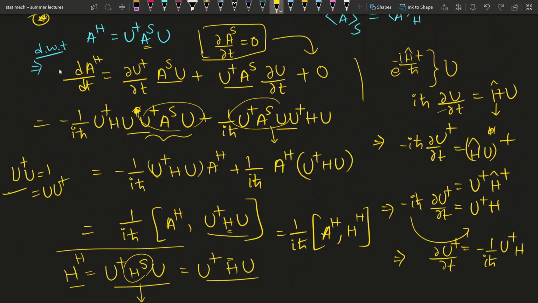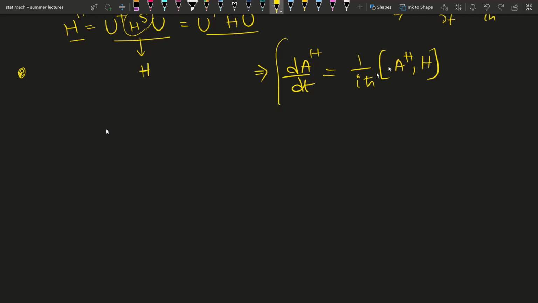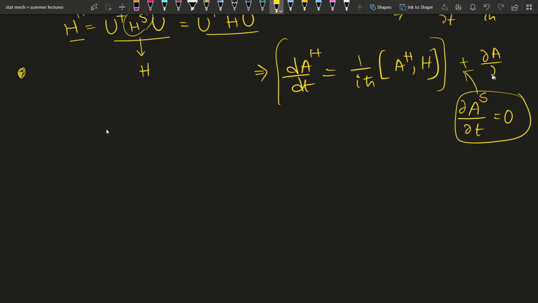So this is dA_H over dt, and it becomes 1 over i h cross and then the commutator of A_H and H. This is known as the Heisenberg equation of motion, as I have discussed before. As we have assumed that del A over del t is equal to 0, there is no additional term; otherwise there will be an additional term del A over del t in the Heisenberg picture. This term will be there if you consider this.